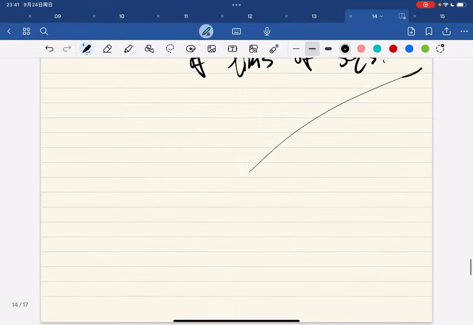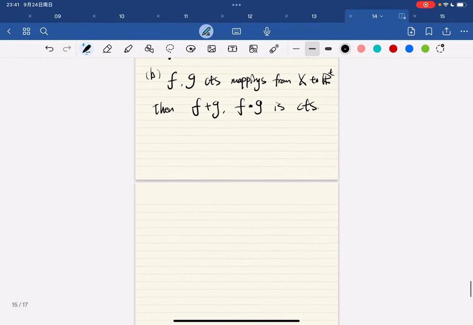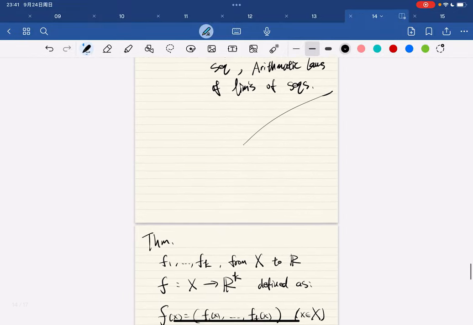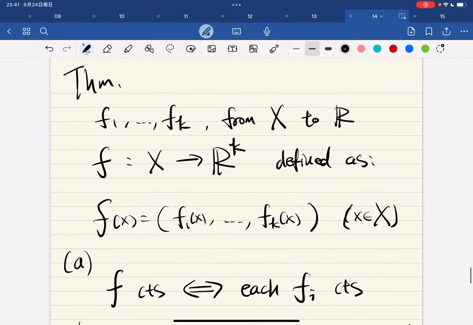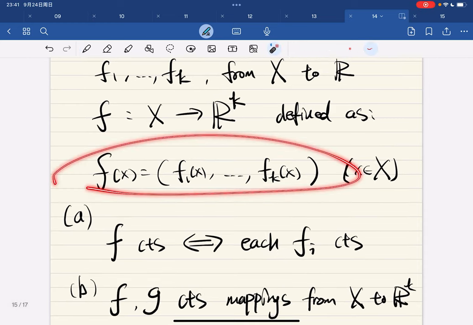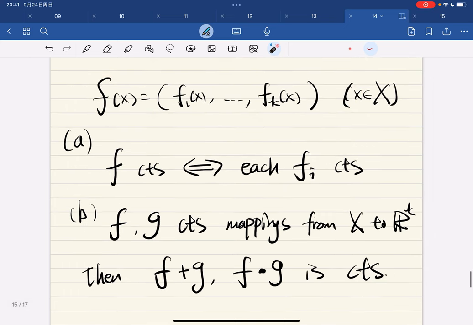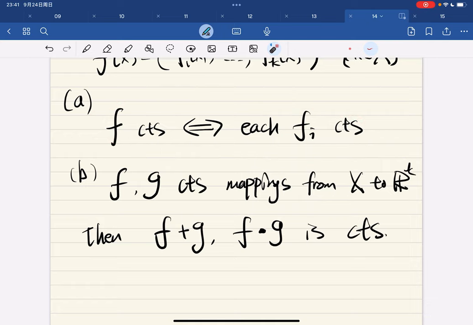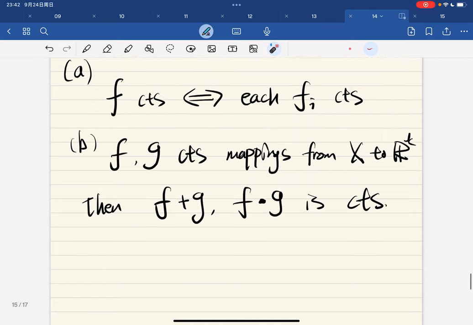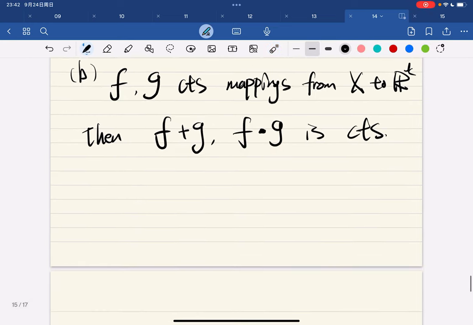So it's lazy. Okay, so this one, our last one. f1 to fk are real valued functions, and we define a function to R^k to be like this. Part A means f is continuous if and only if each coordinate is continuous. And B means that the addition and the dot product are continuous. And we prove it.